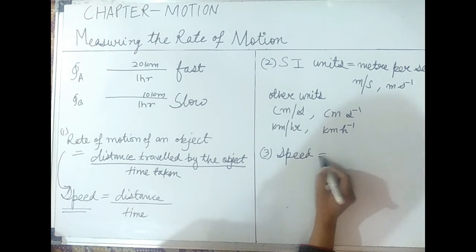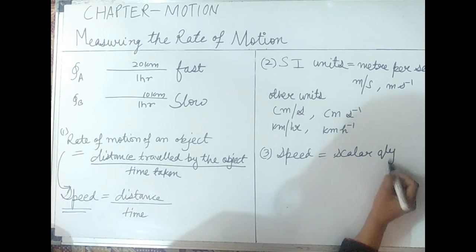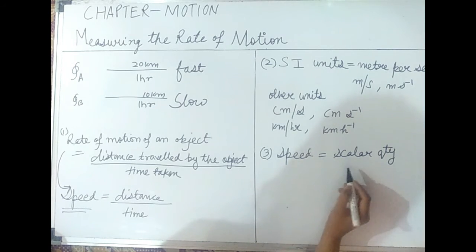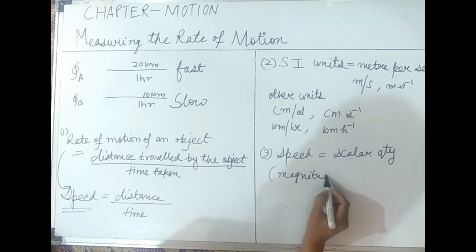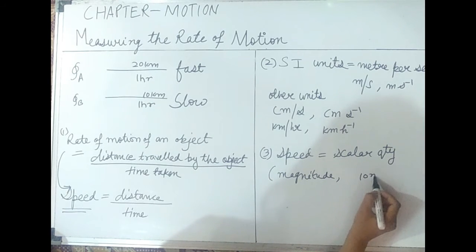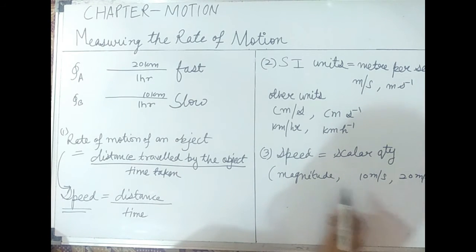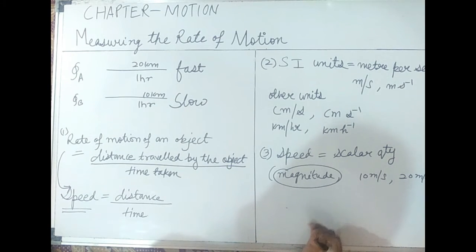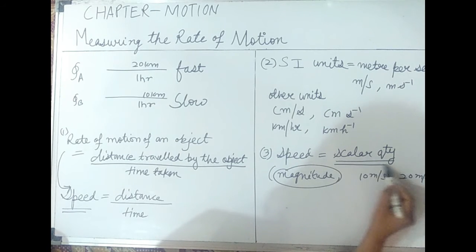Speed is a scalar quantity. What type of quantity is speed? Speed is a scalar quantity. Here we discuss only magnitude. We say 10 meter per second, or the object is moving with 20 meter per second. So we talk about magnitude only. We don't mention direction, we don't even require direction here. So speed is a scalar quantity.